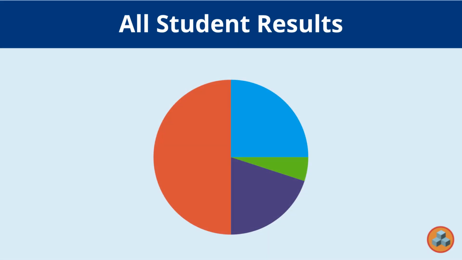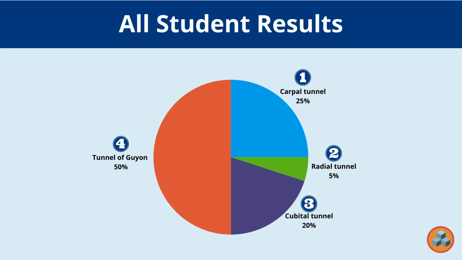Let's explore the all-student data. 25% of students selected option 1, carpal tunnel. 5% of students selected option 2, radial tunnel. 20% of students selected option 3, cubital tunnel. 50% of students selected option 4, tunnel of Guyon, the correct response.